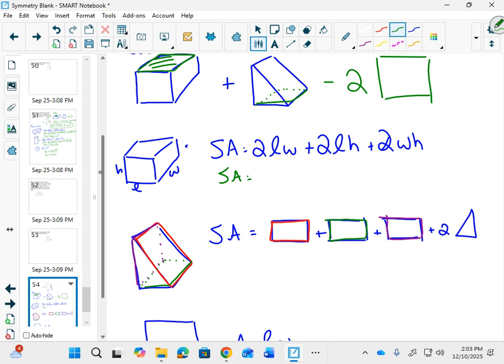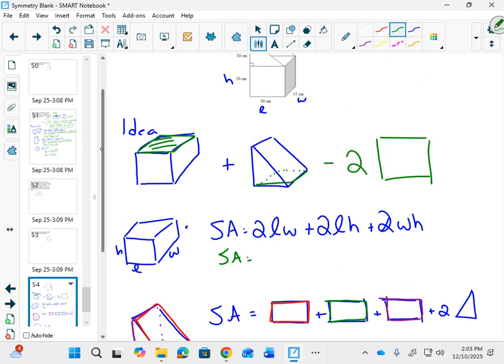My surface area is going to be, I'm going to scroll up. My numbers, my length is 30. My width is 15. Plus 2, my length was 30. My height was 20. Plus 2, my width was 15. My height was 20.